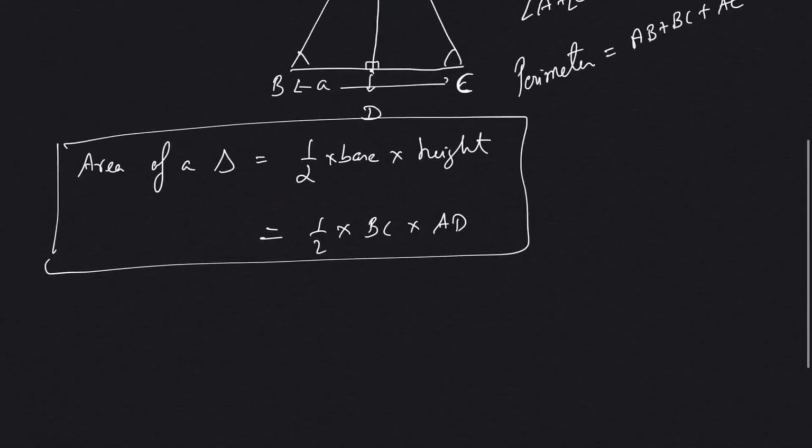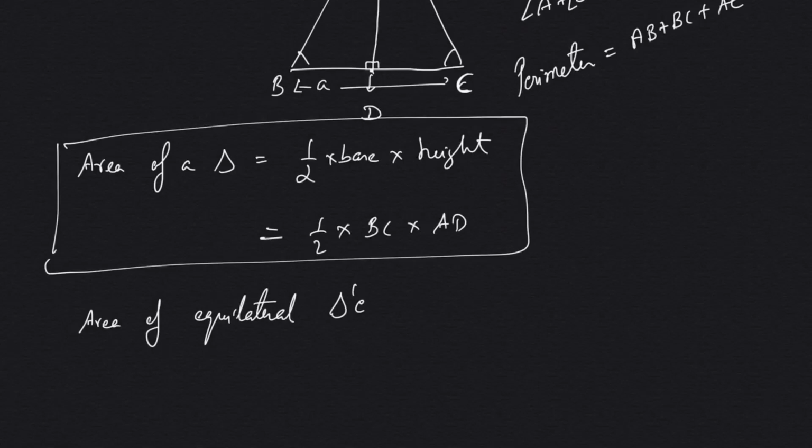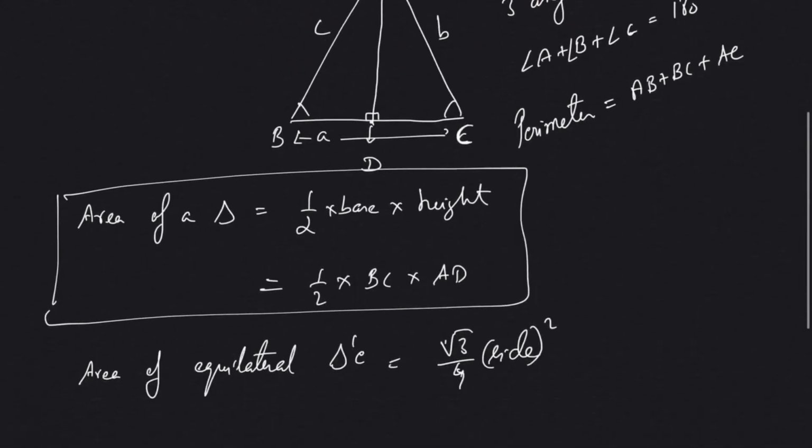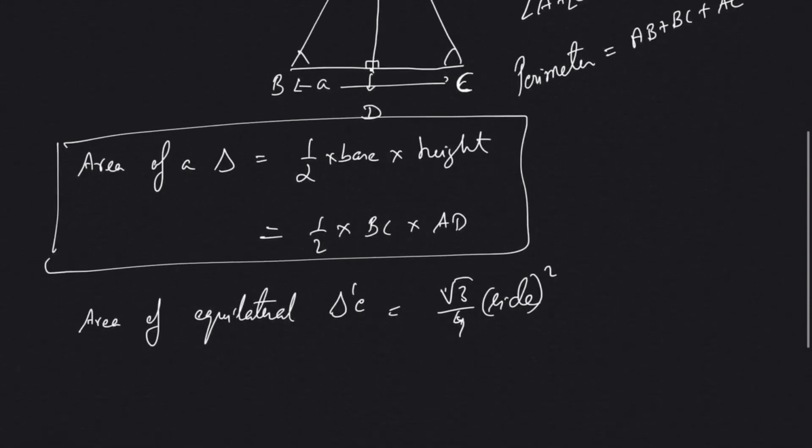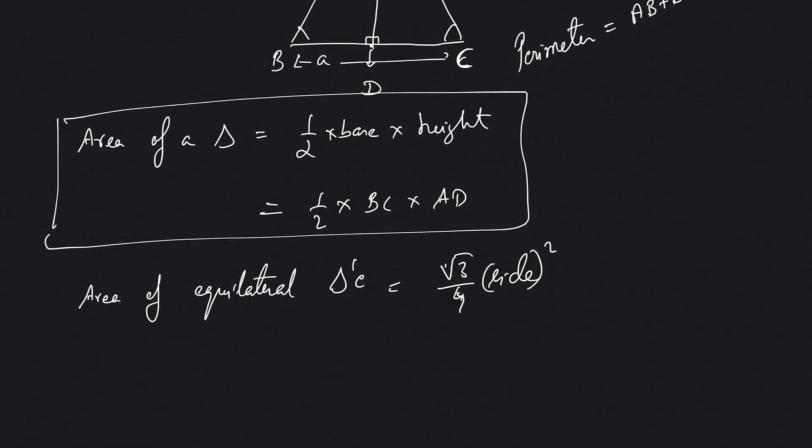Some more triangles we have, like the area of an equilateral triangle. The area of an equilateral triangle is root 3 by 4 into side squared. Then of course we have the area of isosceles triangles, and in trigonometry also we get more formulas based on the area of a triangle. And now, what happens in this chapter is that Heron actually developed another formula.